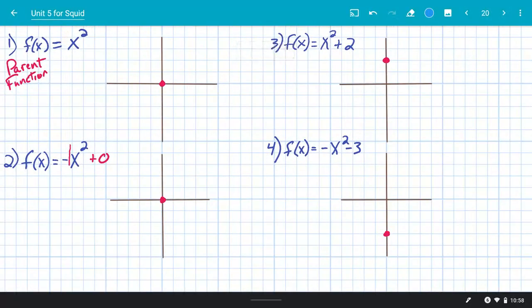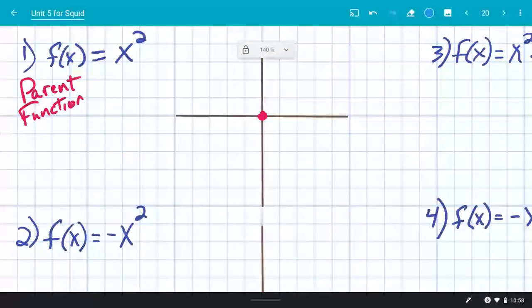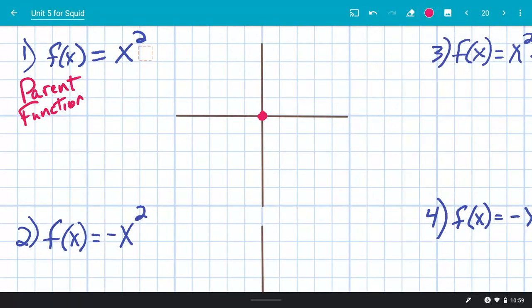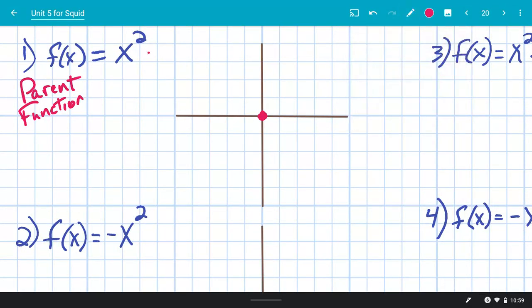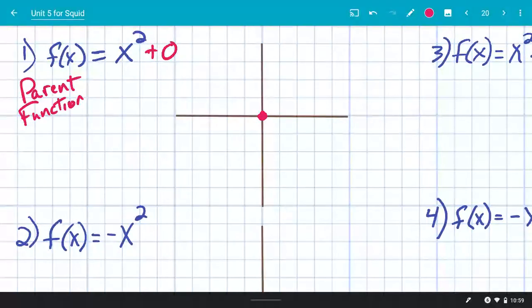Okay, let's look at this very first one, number 1. What is the constant? Well, there isn't one. There's no constant there. Therefore, it would really be plus 0, right? So where does the line cross the y-axis? At 0. But since there's no junk either, that y-intercept is also now my vertex.